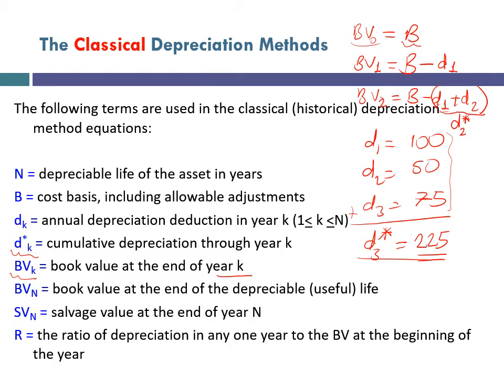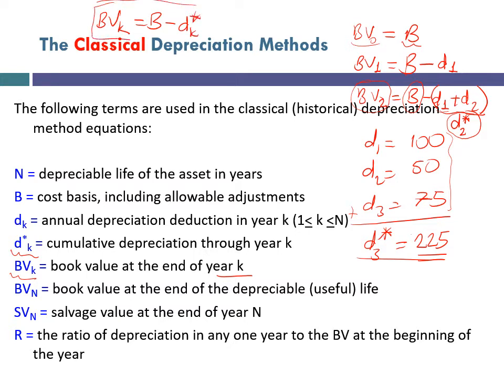So book value at the end of year K is equal to the initial cost basis minus the cumulative depreciation until that time, and we can generalize this by saying that book value at the end of year K is equal to initial cost basis minus cumulative depreciation until that year.